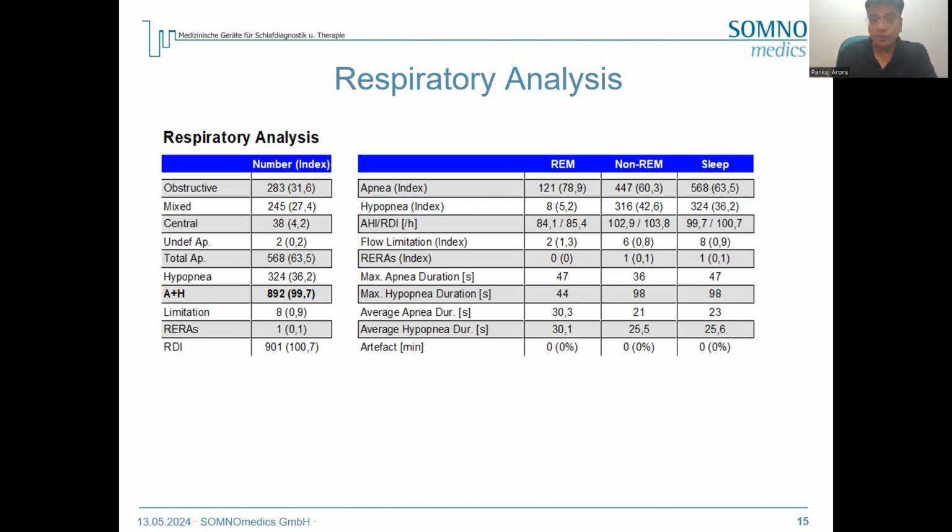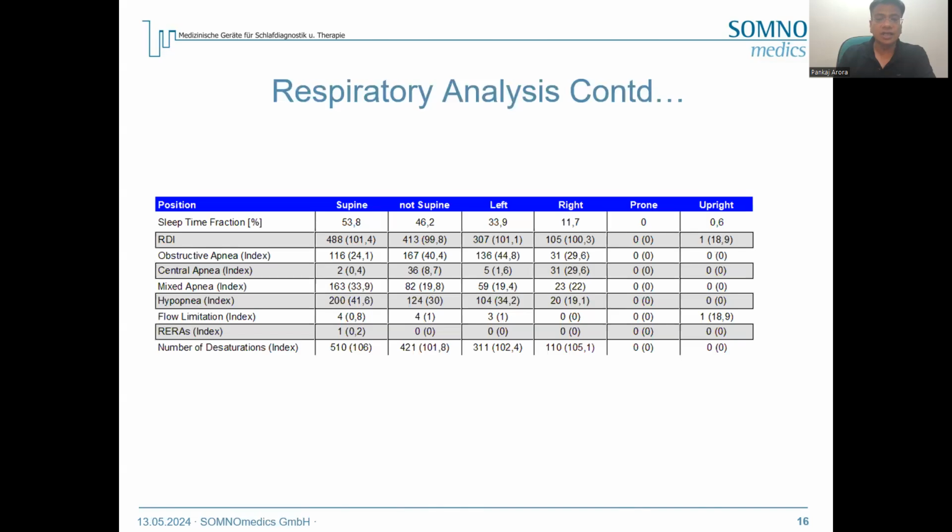The report will also give you whether it's happening during REM stage or non-REM stage. So you can actually say whether it's a REM dominated obstructive sleep apnea or a non-REM dominated obstructive sleep apnea. It also gives you the complete report of whether it is happening during supine position or a non-supine position, that is supine position or a lateral position.